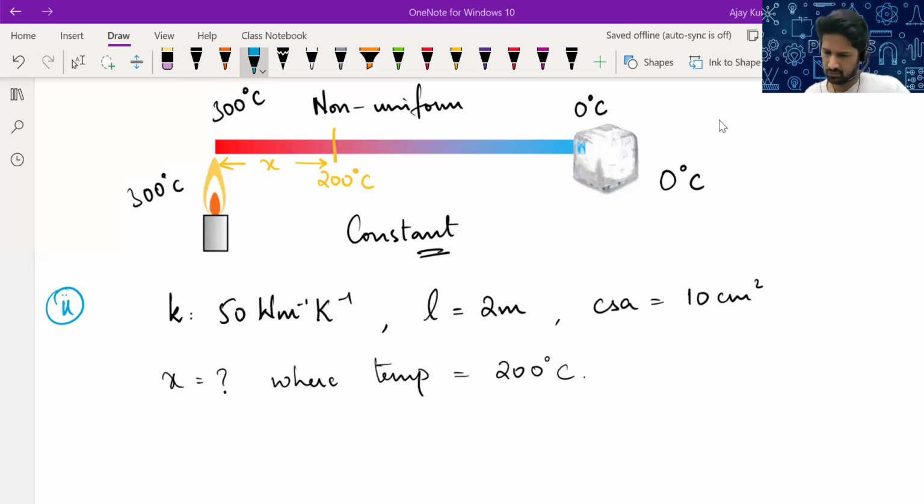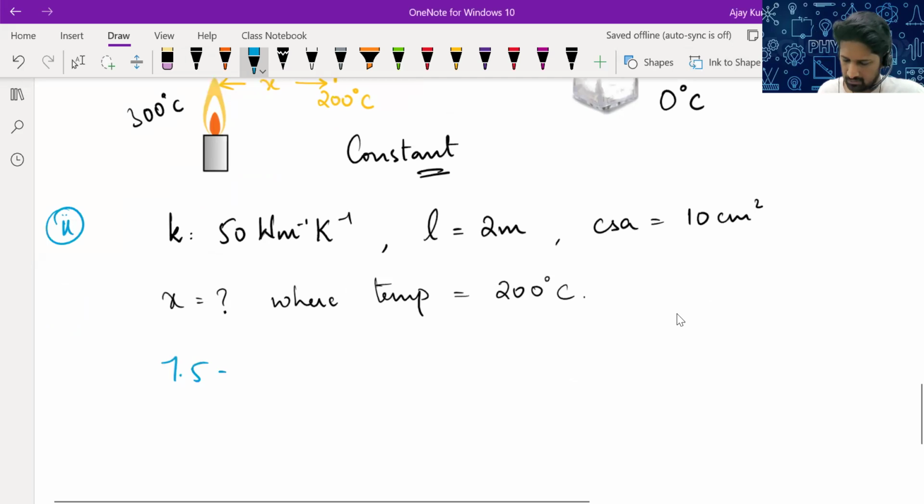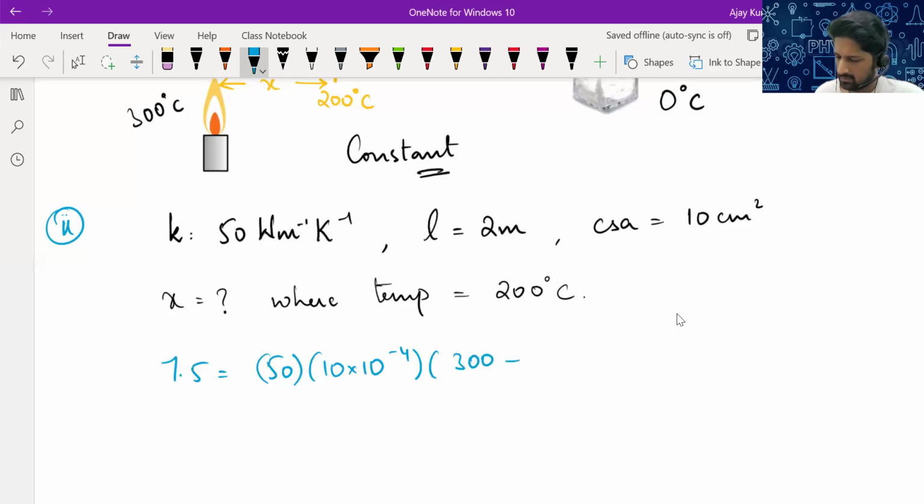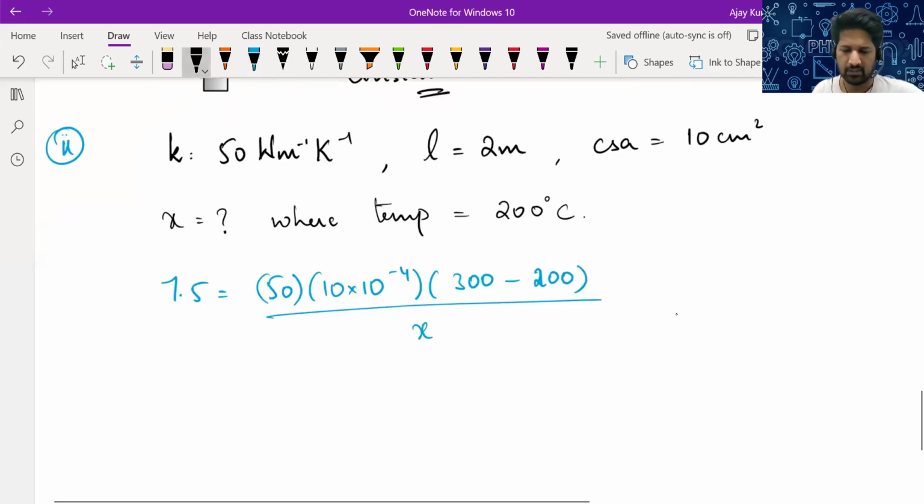I got one answer as 2 by 3 meters. Fine. Sohan, can you tell how you arrived at that answer? Sir, I equated the heat currents. Okay, fine. Since steady state is established, heat current everywhere should be the same. Between any 2 points, the heat current should be the same because there's only one rod here. We know the heat current is 7.5 joules per second. So just write 7.5 is equal to K A delta T, that becomes 300 minus the temperature at that section, which is 200, divided by the distance. Distance is unknown. That's all. From there, you will get the answer.